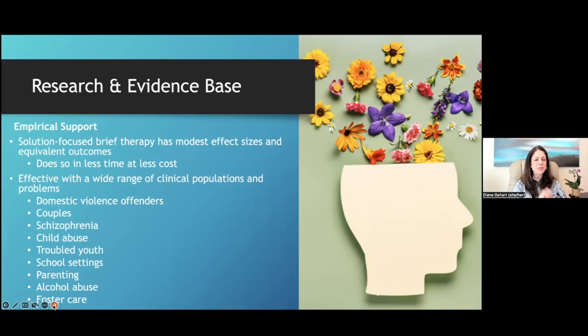And there has been a lot of research around the globe with solution oriented work. Around domestic violence, couples, schizophrenia, child abuse, troubled youth, school settings, parenting, alcohol, substance use, foster care. So it's really been used widely with many, many different populations. And it's certainly, I would say, one of the more widely used approaches today.